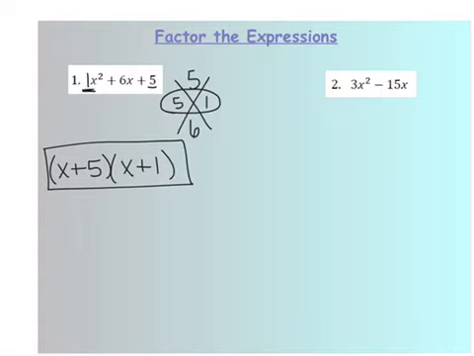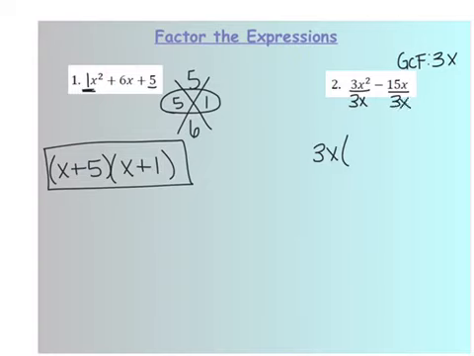So number 2 then, again, go through your steps. Do they both have something in common that we can take out right away? Do they have a GCF? Well, in this situation, they do. They both have a 3 in common, and they both have an x in common. So I'm going to take a 3x and put that out front, which means I need to divide each thing by 3x and see what's left.